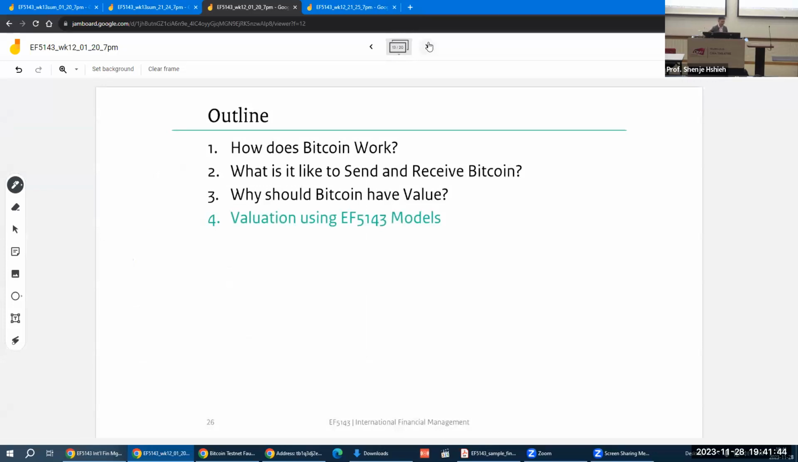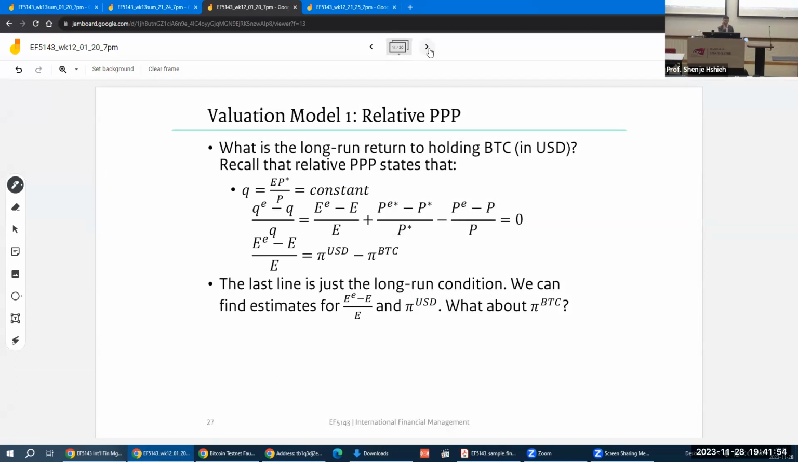Okay, so let's try to value Bitcoin using the models you learned in this class, all right? The first model I want you to think about is relative purchasing power parity. If you recall, relative PPP is a long-run model to look at long-run returns of a currency with respect to differences in inflation rates, right? If you forgot how to derive it, it's derived from the real exchange rate. We use the rule of changes, and we solve it for Q equals constant, and we get the long-term condition, which states that the return on the foreign currency must be equal to the inflation differential between two countries, right?